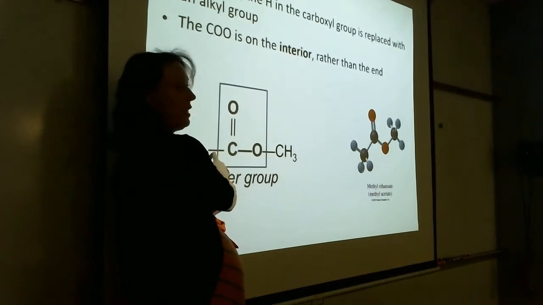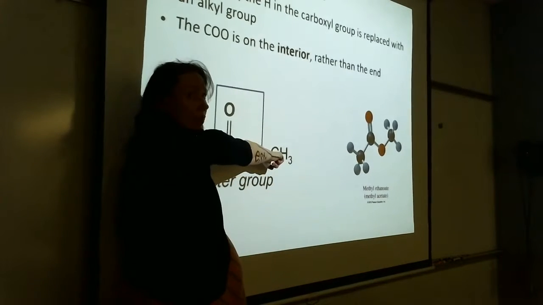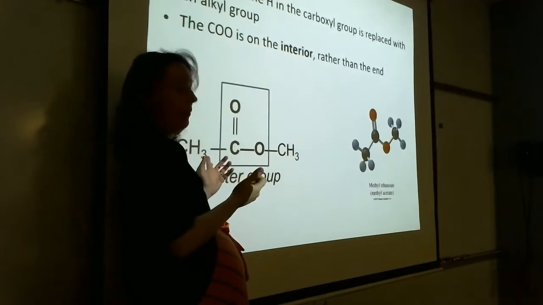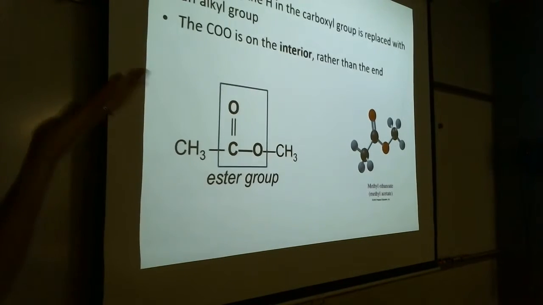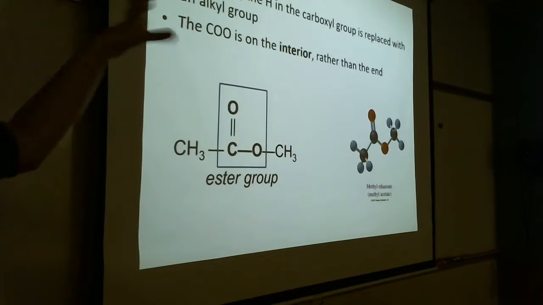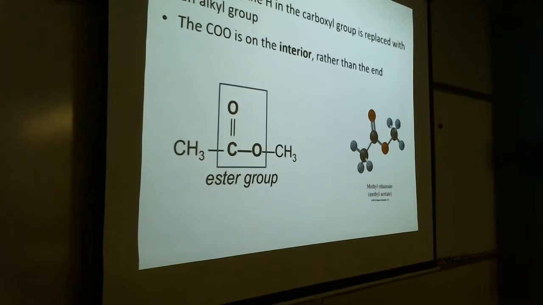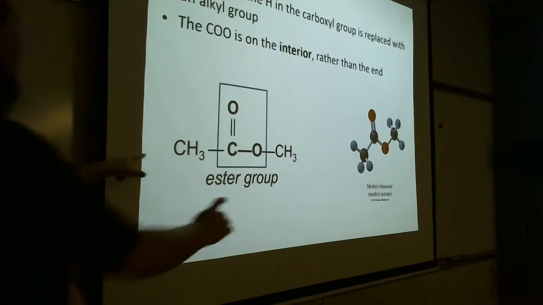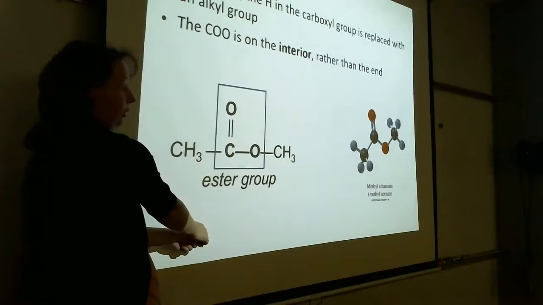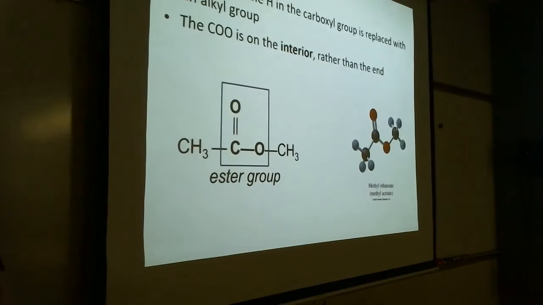So could this even be a ring? Could these two be looped around to each other to make a ring? Yeah. Just like you can have a ketone in a ring. You can't have an aldehyde in a ring unless it's sticking off the ring somehow. You can't have a carboxylic acid in a ring unless it's sticking off. But you can have an ester inside a ring, because who cares if these two are bonded to each other? That's not going to affect the ester.